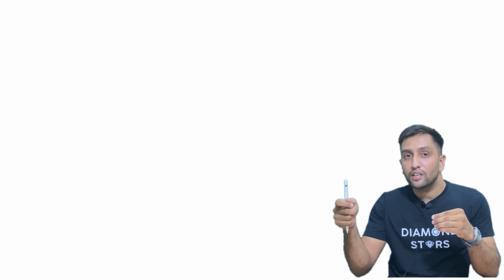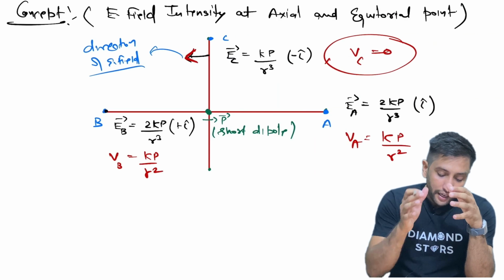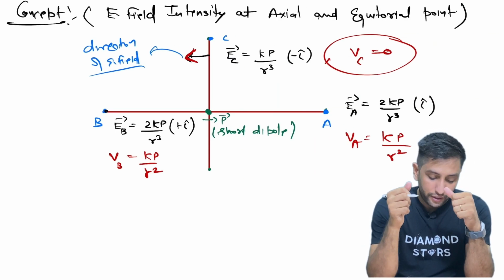In this case, the electric field intensity we are calculating at the axial point and the equatorial point. I discussed in the last lecture that one is the electric field at the axial point, that means on the line of the electric dipole, and one is on the perpendicular line from the dipole. You can also calculate electric field with potential. Electric potential is also calculated; we will be discussing it in the further chapters. So let me start with the electric field intensity at the axial and the equatorial point.